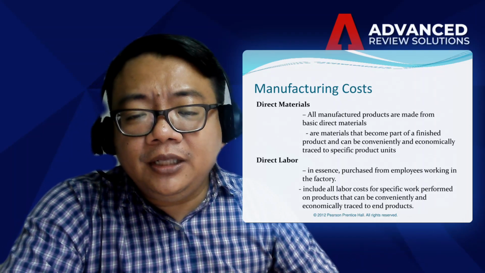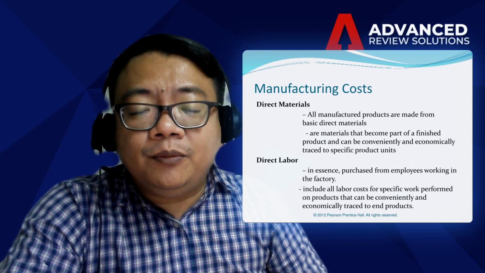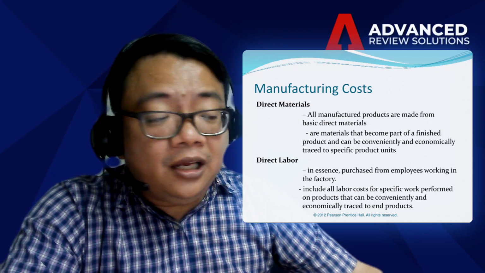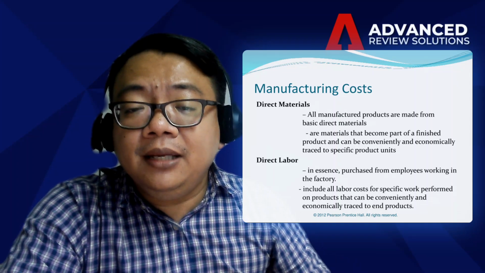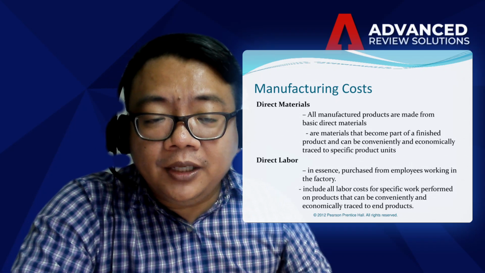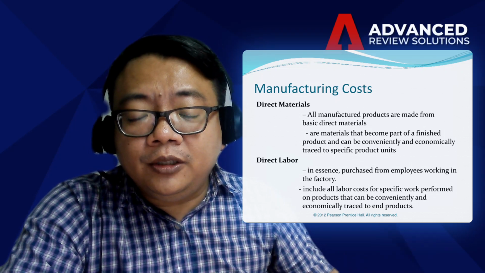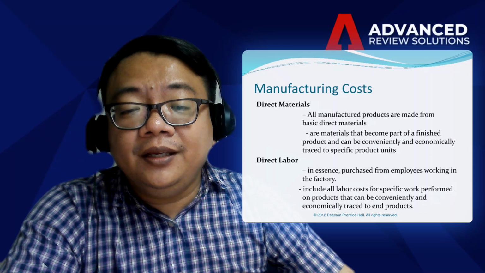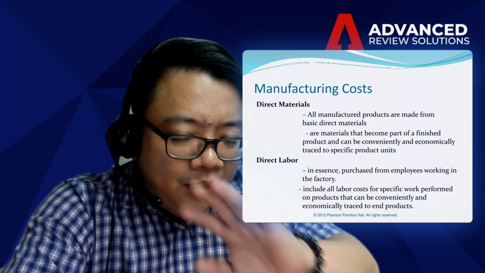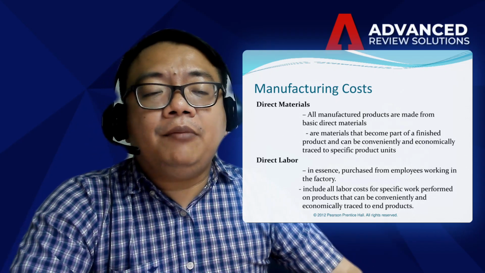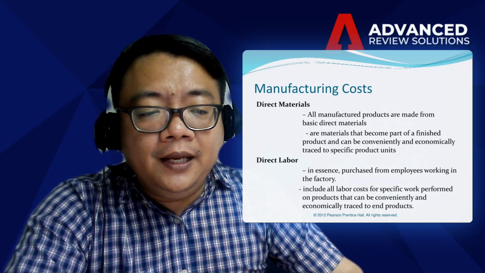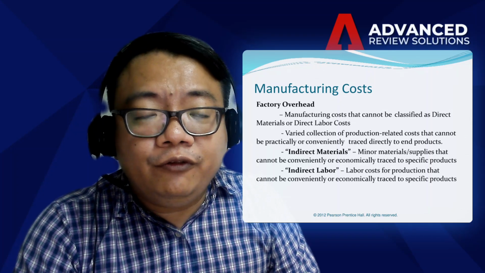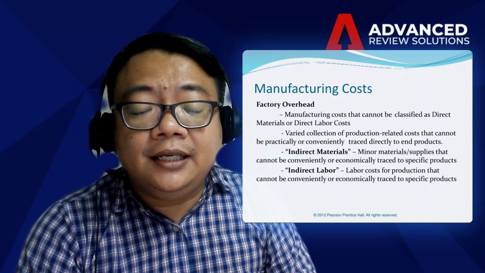They're specifically part of direct materials. Okay? How about direct labor? In essence, purchased from the employees working in the factory. In layman's term, yung karpentero na gumagawa ng table. That would be your direct labor. Okay? A specific work performed on the products that can be conveniently and economically traced to the product. Okay. Sige, mamaya we'll discuss naman the meaning of indirect materials or indirect labor. And that would become part of your factory overhead. Under factory overhead, there are two things, indirect materials and indirect labor.